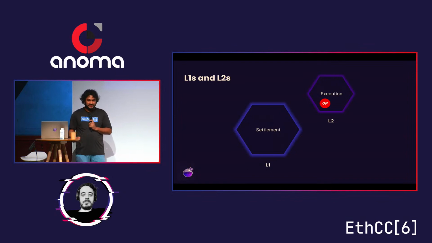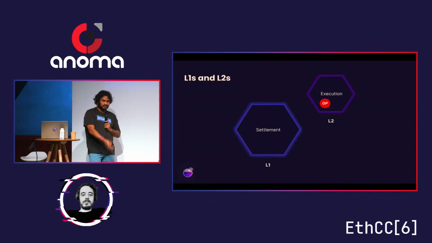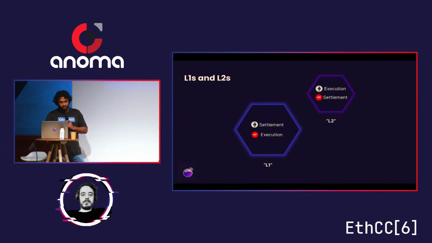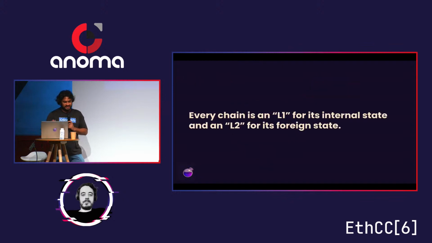Imagine you had an LP share for Uniswap on Optimism. That LP share is meaningless to you on the settlement chain because without the rest of the execution system, it doesn't really do anything, right? And so really what we're actually going towards is this idea that every chain is an L1 for its internal state and an L2 to its foreign state.